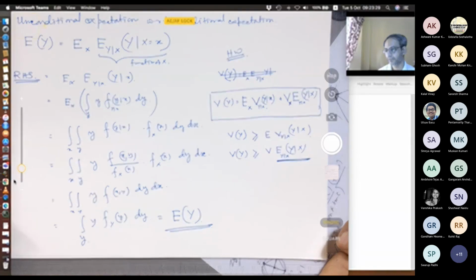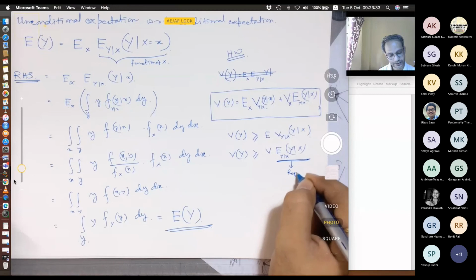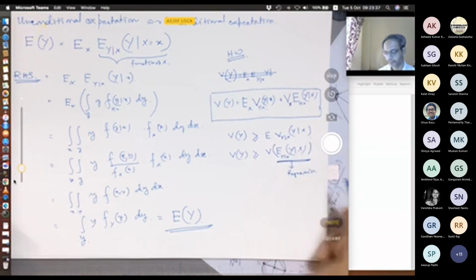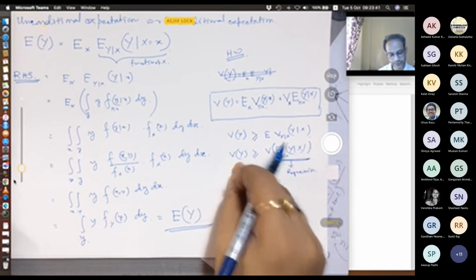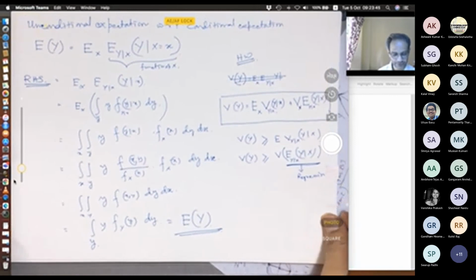Expectation of y given x, this is regression, this part only. So the unconditional variance is more than the regression variance. But anyway, regression is not a part of your course.